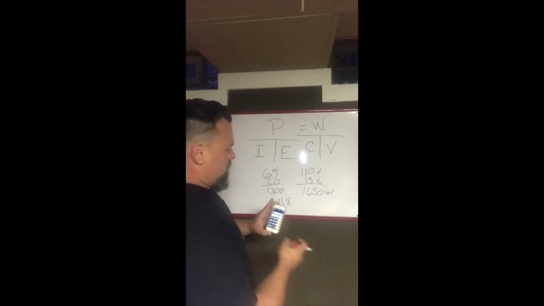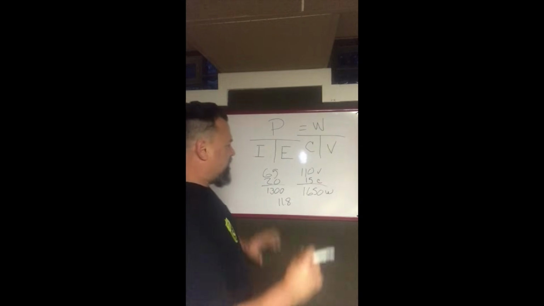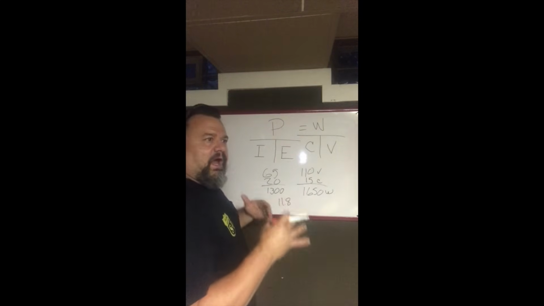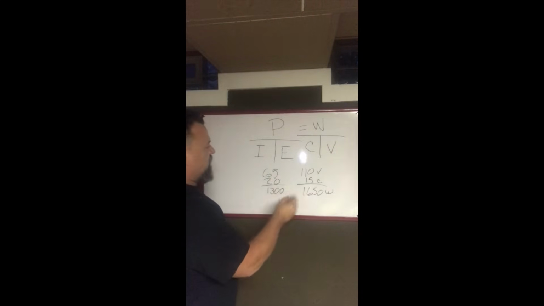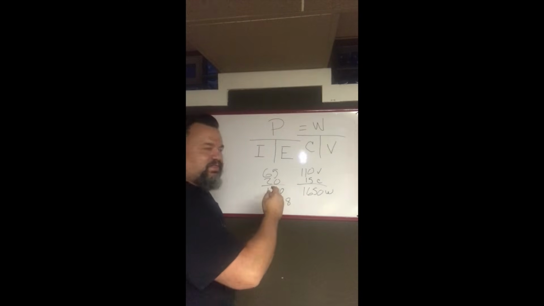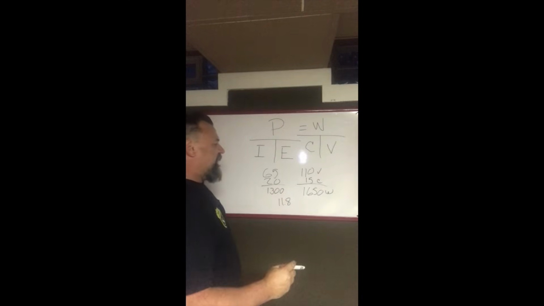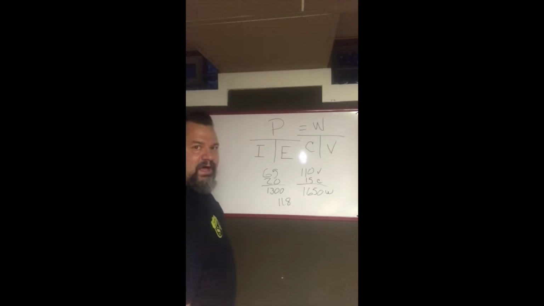Now, that's as simple as that for determining how many lights you could have. So I've got how many watts I have. I've got 65 watts per bulb. I've got 20 of them. I've got 1,300 watts, 11.8 amps.